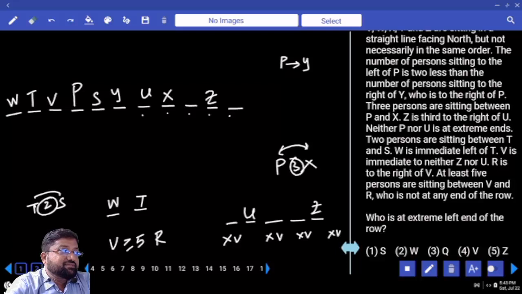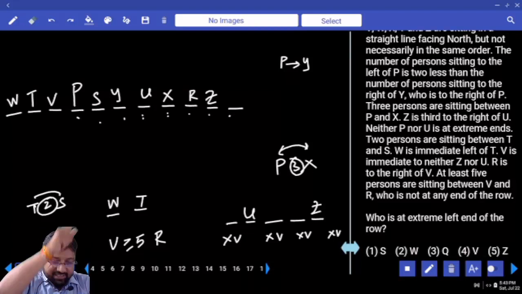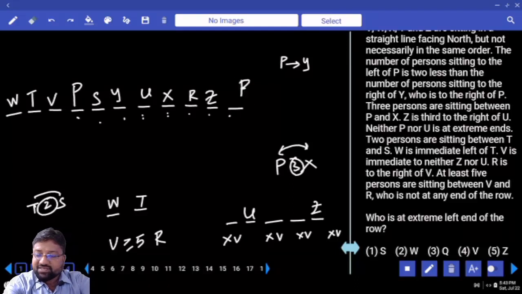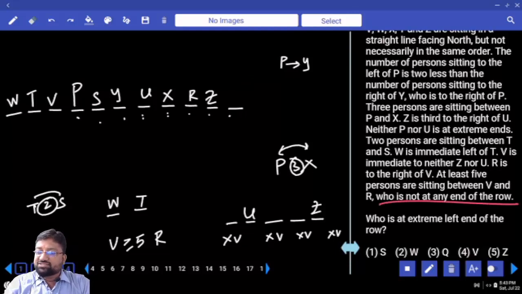Minimum 5. At least 5. 1, 2, 3, 4, 5. Can I go for R here? Yes or no? 100% yes. I can't take R here because R is not sitting at the extreme ends. So last line, R does not sit at the end of the rows. Who is left out? Q and A?